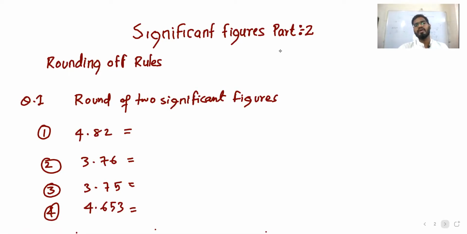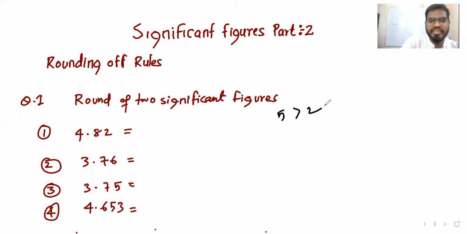The question is given here: round off to two significant figures. So 4.82, with only two digits should come, till 8. So 4.8. They are asking till 8, and after 8 the digit is 2, which is less than 5. If it is less than 5, we can say it will be 4.8 itself.